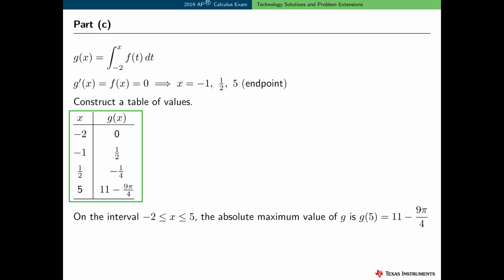Here is a table of values for g, with x values where g prime of x is equal to 0, and the endpoints of the interval. I need to evaluate g at each value of x by associating the definite integral with area. Then we simply select the largest value in the table, here 11 minus 9 pi divided by 4. Now you might have to make sure that this value is greater than 1/2, but it is, and that's the absolute maximum value of the function over the interval.